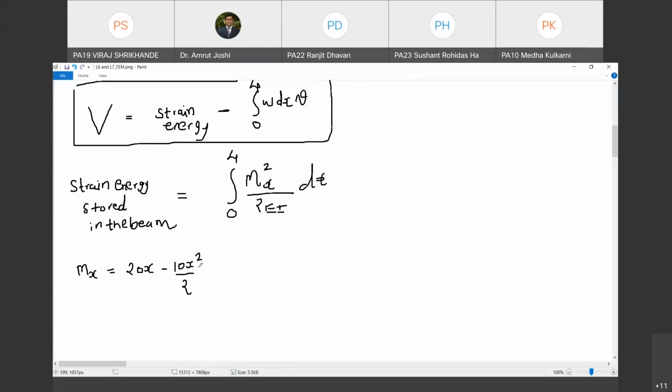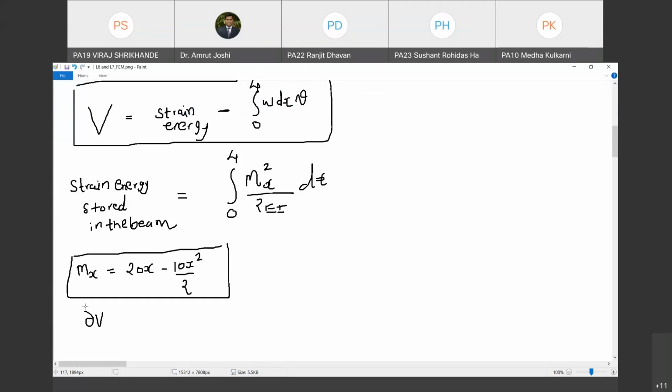Okay. Now, let me write down the strain energy stored in the beam. One of the ways of writing down the strain energy stored in the beam is this way. I can substitute this equation of Mx here, and then it's done. I can find out what is the strain energy stored here. But mind you, we will have to minimize this potential energy. With respect to what do we minimize it? We have to minimize it with respect to the deformed shape.